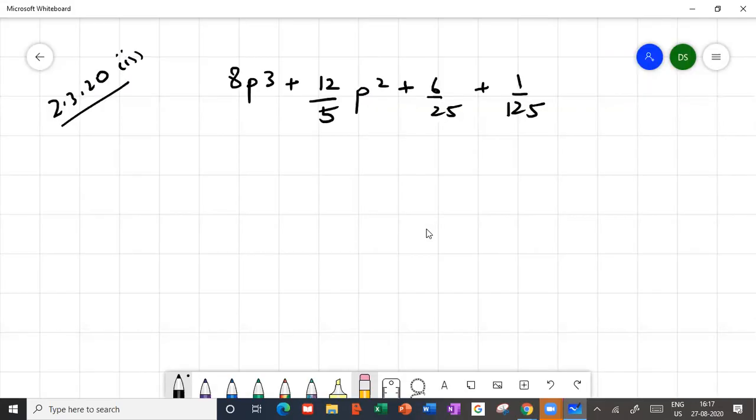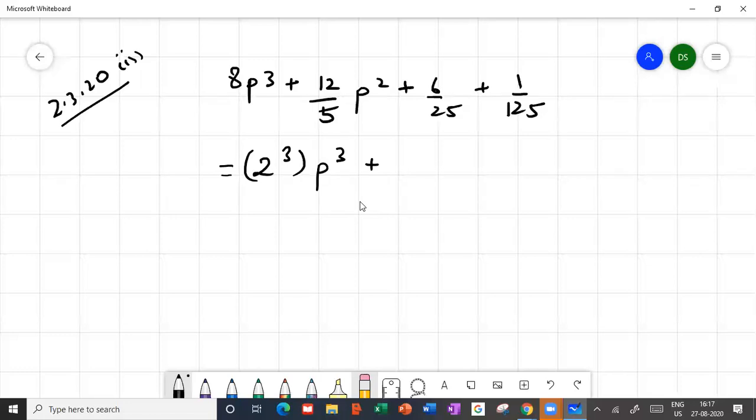Correct? So if there is a cube, what will the identity be used here? Miss, but there is no other cube. We will have to take 1 by 125 as 1 by 5 whole cube, right? Last term is 1 by 5 cube. So let's break this down. This is 2 cube, p cube, correct?